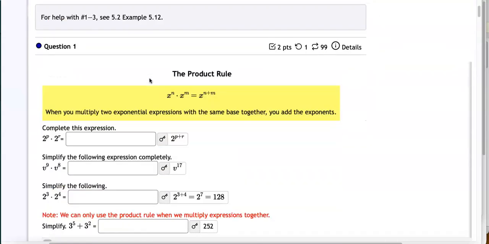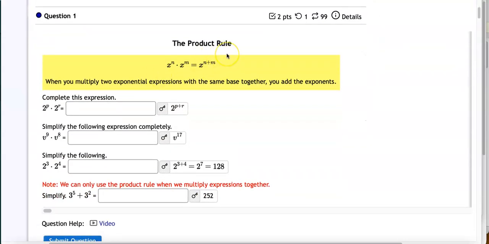First, in 5.2, we are going to look at rules for exponents, so starting with the product rule. When you have a base being multiplied by the same base, then you simply add the exponents together. So, for instance, here we have 2 and 2, the same base, being multiplied together. So we can simply add the two exponents, p and r, and have only one base now, and it is 2 to the p plus r.